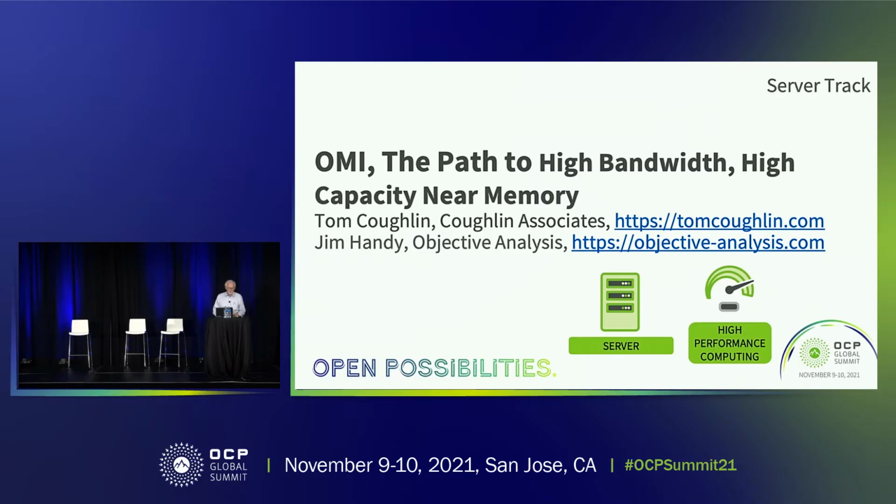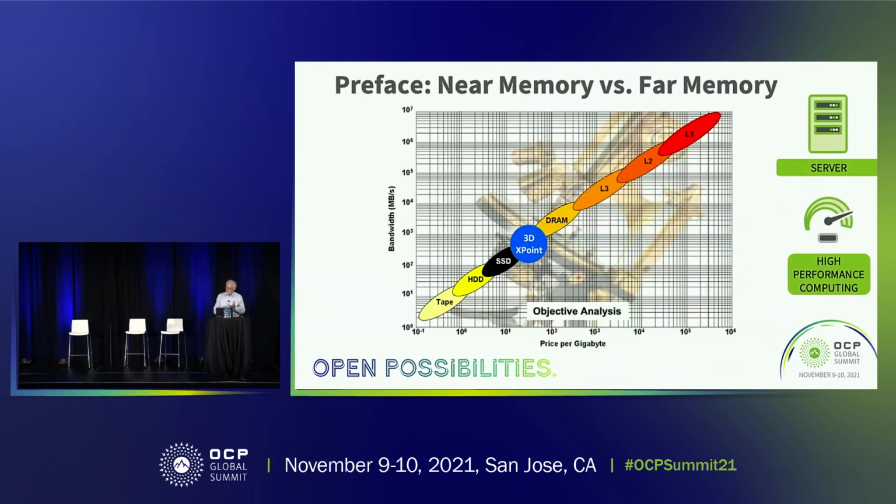So I'm going to talk to you today about the Open Memory Interface as a path to higher bandwidth, higher capacity near memory. Before we get started, I did this in conjunction with a colleague named Jim Handy from Objective Analysis. I'm Tom Coughlin of Coughlin Associates.